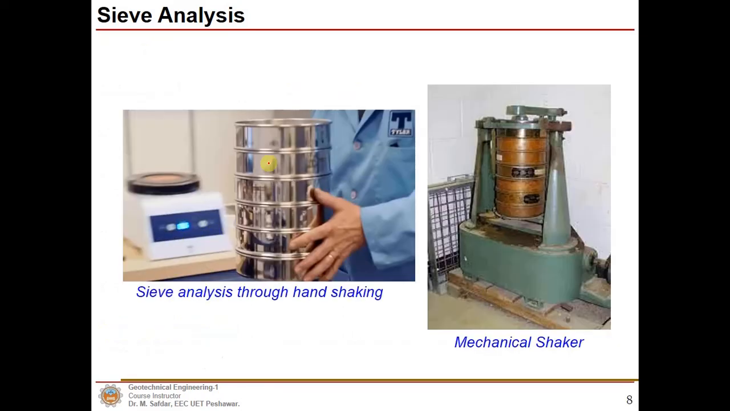If you are performing or using the hand shaking technique, you can place the sieves, and at the lowest is the pan, where the fine particles are collected.